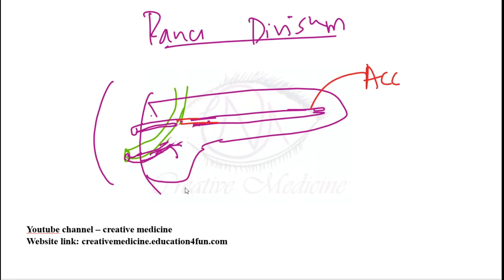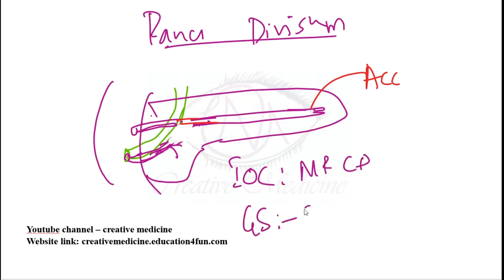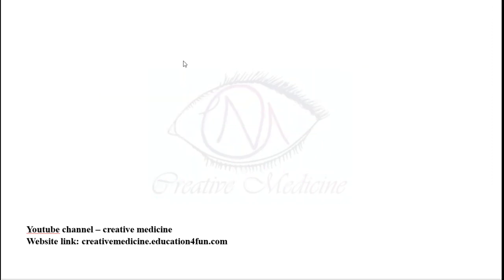Then what are the clinical features? Because of this varied drainage, the patient suffers from recurrent attacks of acute pancreatitis. The investigation of choice is MRCP, though the gold standard is actually ERCP. Endoscopic sphincterotomy is the treatment for these patients. You can do either dorsal duct sphincterotomy or dorsal duct sphincteroplasty. So this is pancreas divisum.